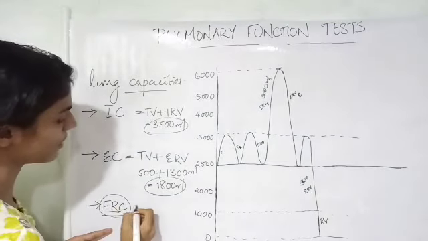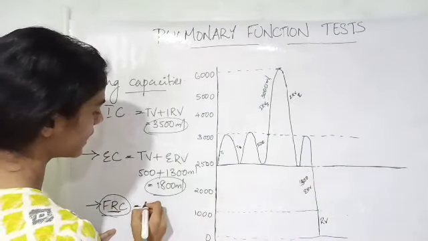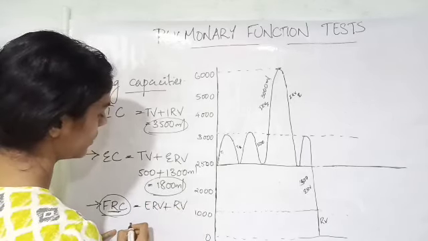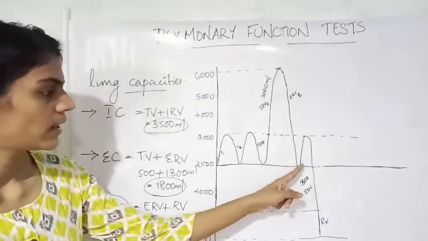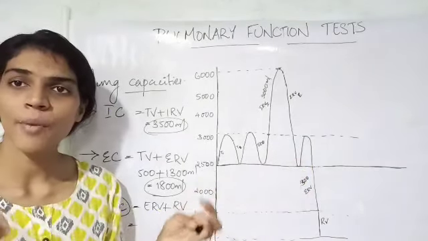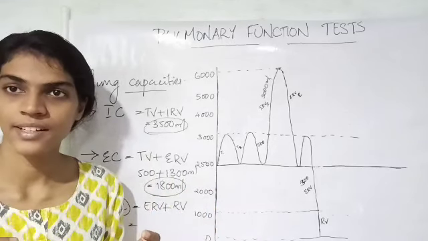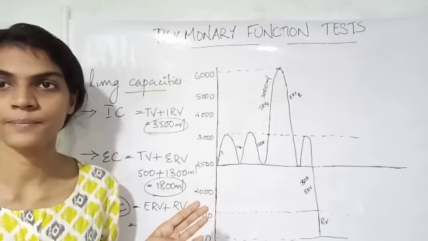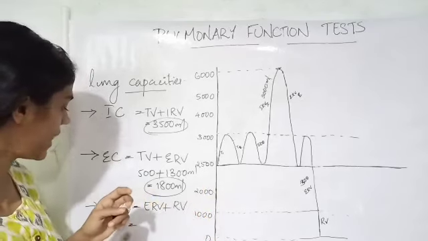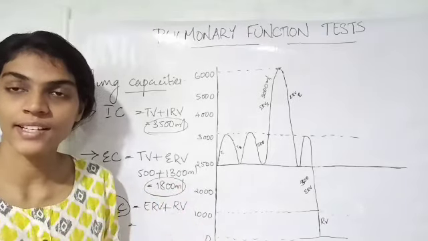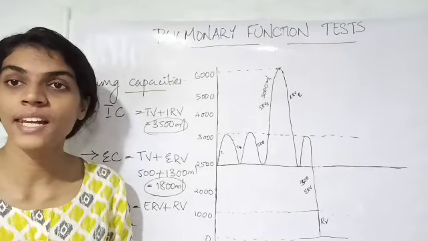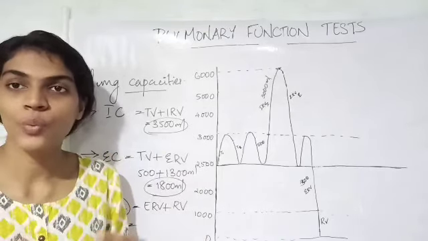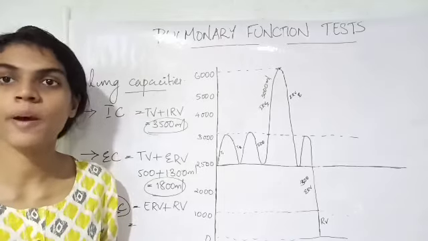So functional residual capacity is the expiratory reserve volume plus residual volume. How come? That is the total amount of air that is in the lungs during expiration. Let me tell you again. FRC, by definition, is the total amount of air within the lungs. It is not about air in movement, but the air within the lungs that you can expire.